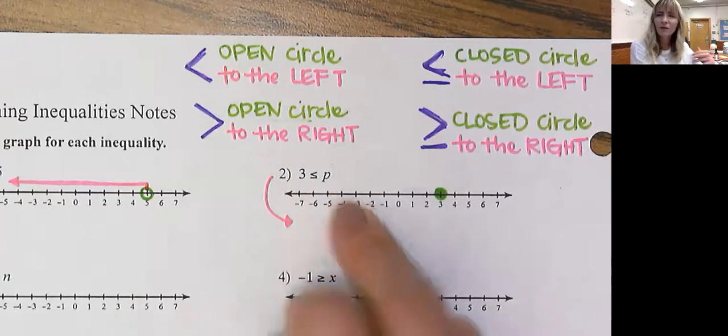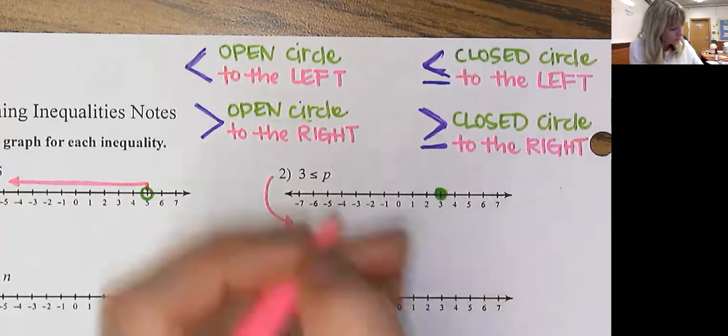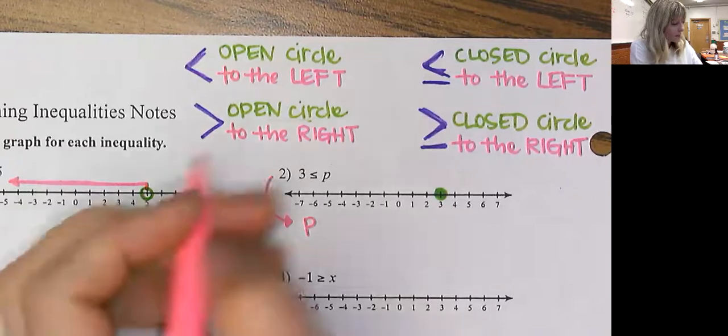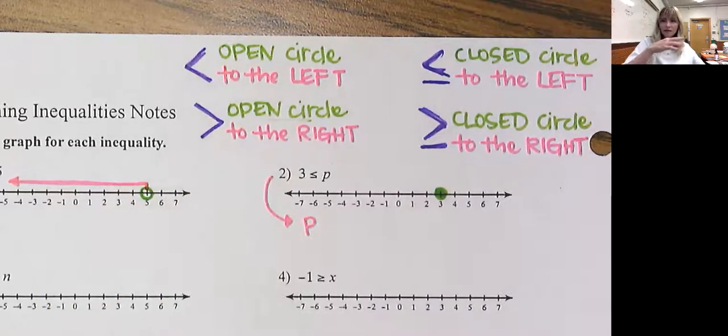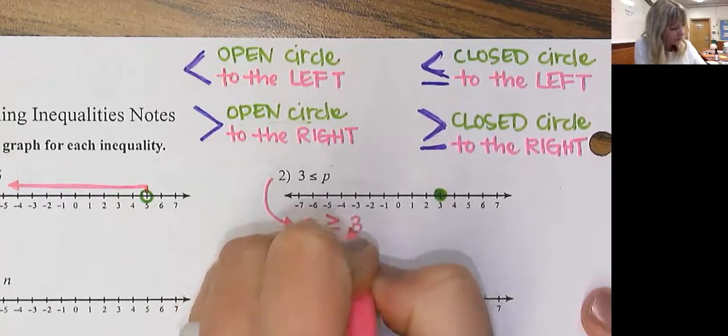I don't want to know what 3 is less than. I want to know what's going on with p. So when I flip this around and start with p, do you know what happens? I also have to flip this around. Think of it: if 3 is less than p, then p is greater than 3. They flipped around, right? So p is greater than or equal to 3.